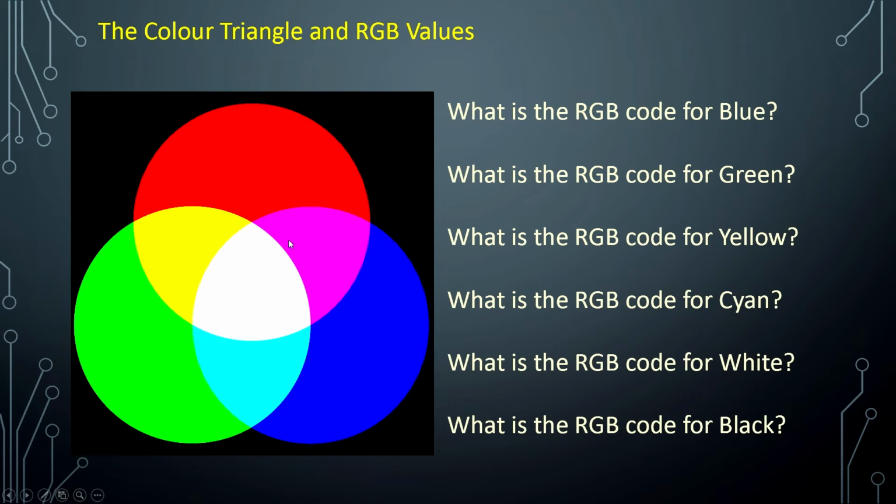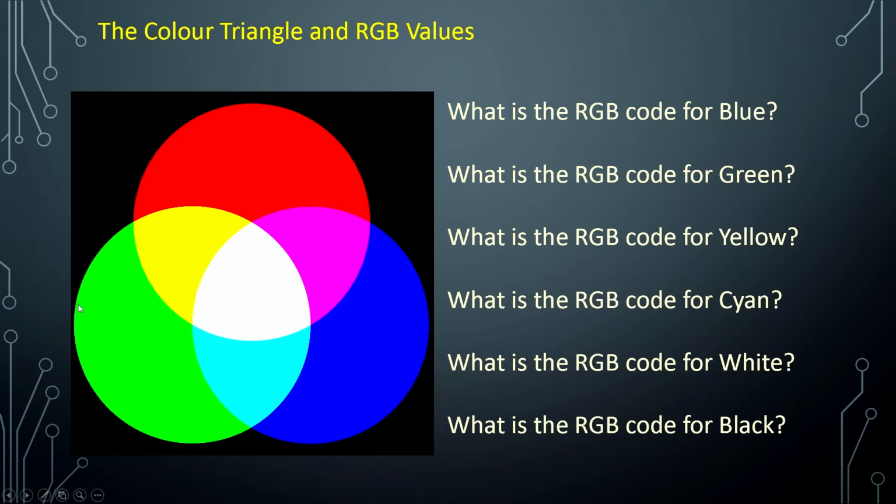Now we're going to have another look at this colour triangle and start looking at some of the RGB values. Each of the RGB values goes from 0 to 255. For primary and secondary colours, and for white and black, we only need two numbers for each channel, which would be 0 or 255. Let's start by having a look at what the RGB code for red is. Up here, we can see the red is on full, so that would be 255.